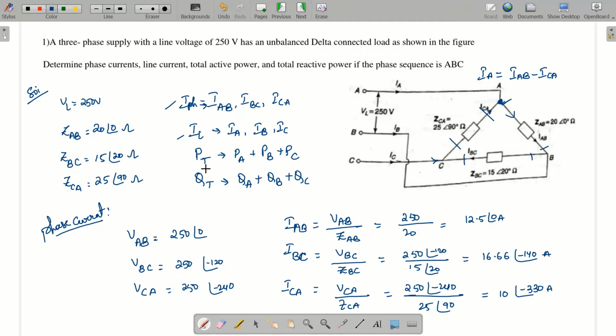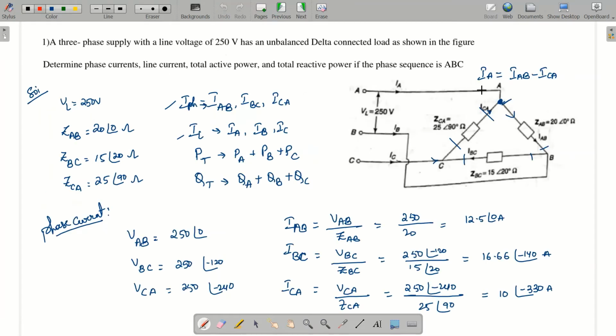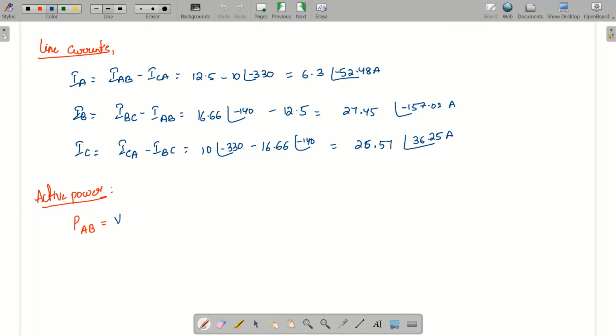Then we need to find the power delivered in each phase. So how are we going to find it? Active power, simple. For each phase, A phase power AB: the power delivered is phase voltage into phase current into cos of the angle between the two vectors. What can we write? VAB into IAB into cos of theta AB.